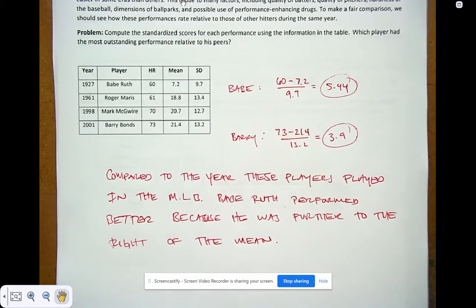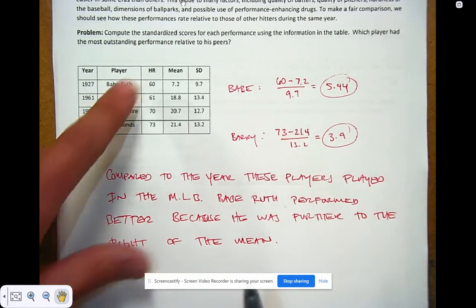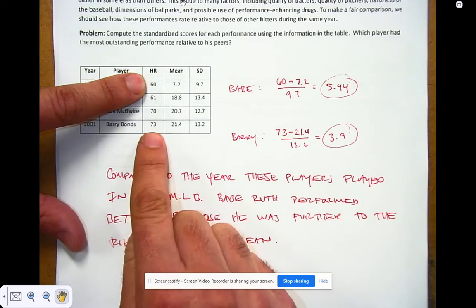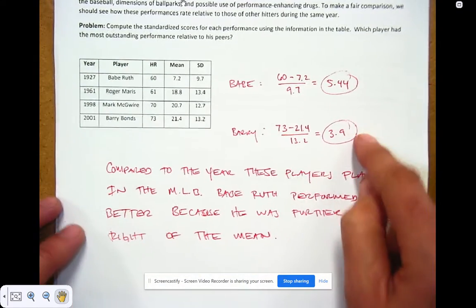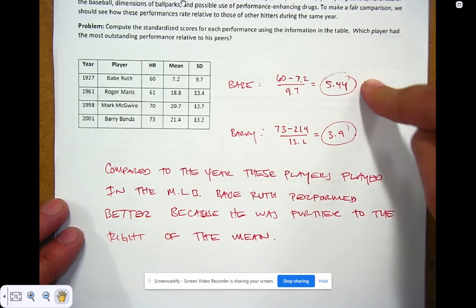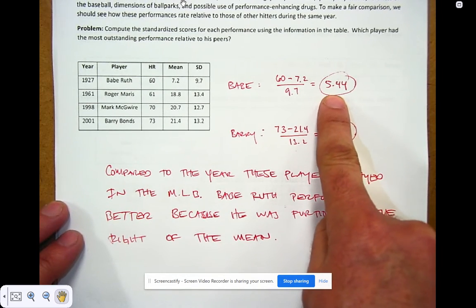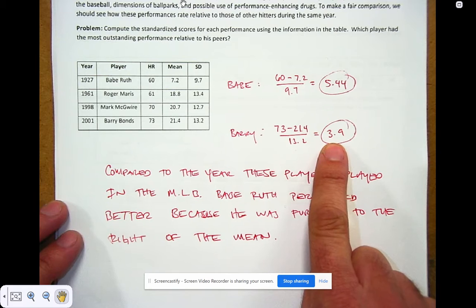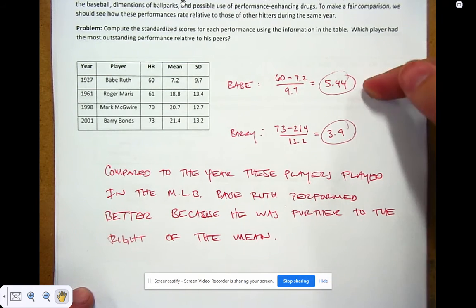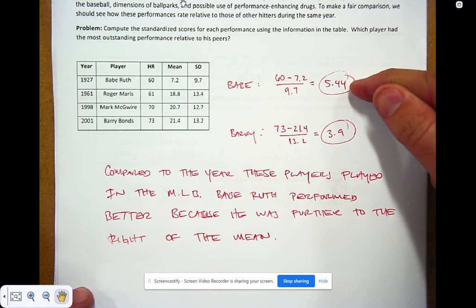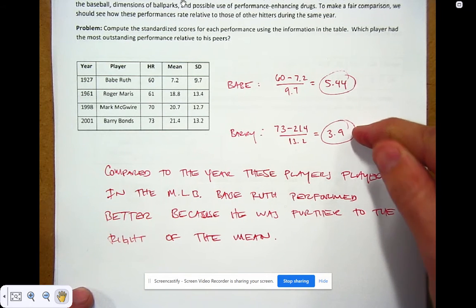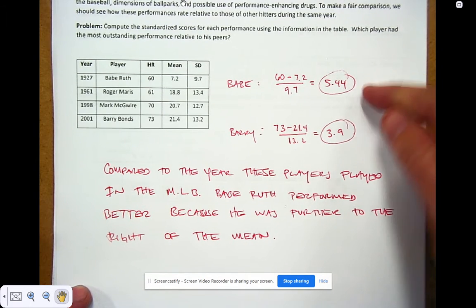Okay? And so your standardized score takes data points that are really hard to compare because there's so many other things that come into play, right? And it standardizes it, and it tells you, look, this guy was so good, he was way above the average for that year. Barry was also good. He was above the average for that year. But because Babe Ruth was further away from the average, right, in a positive direction than Barry Bonds was, you would conclude that Babe Ruth did better.